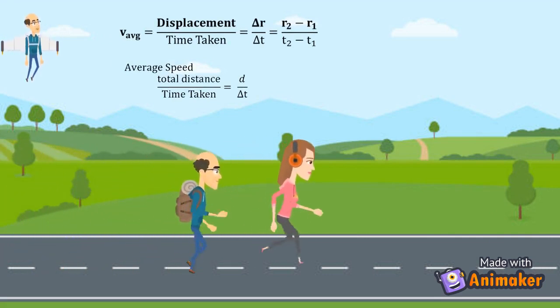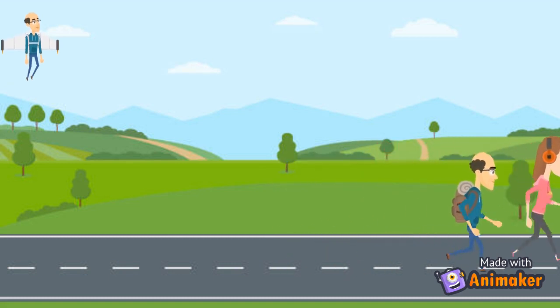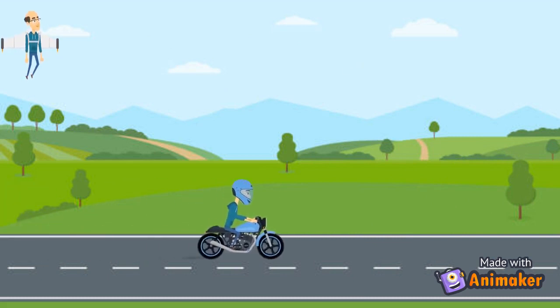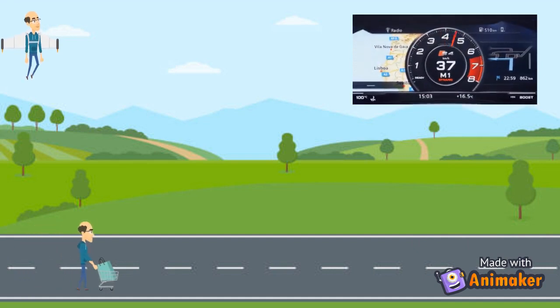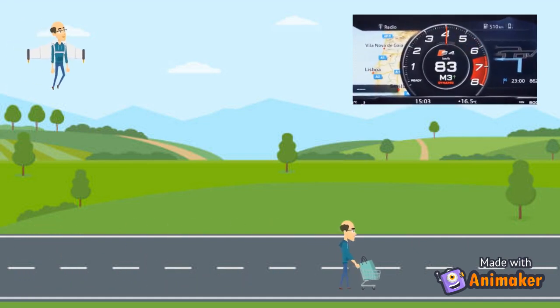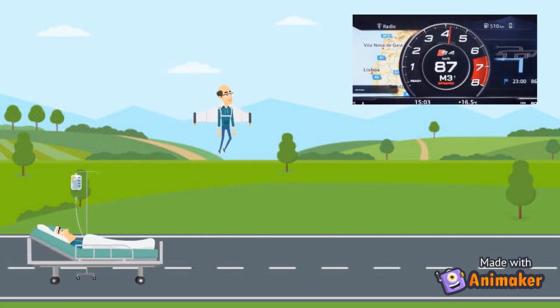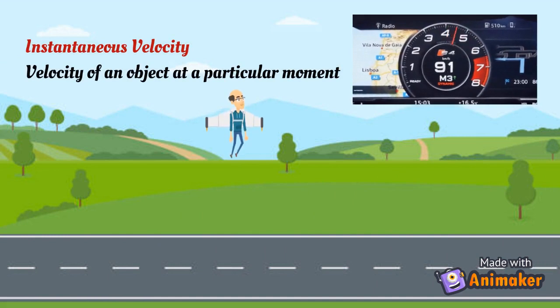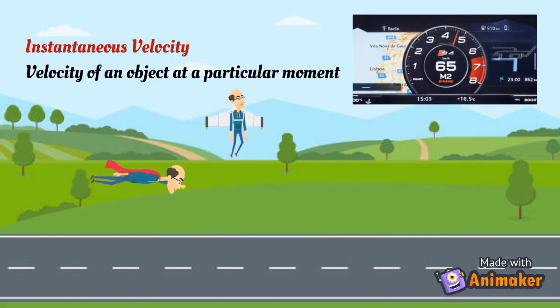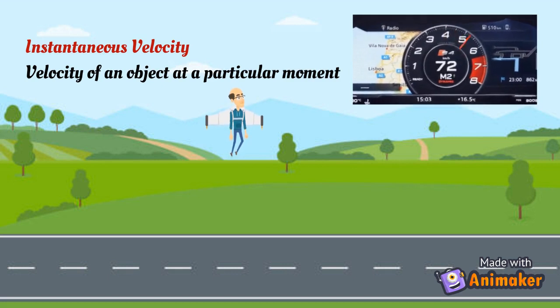However, when we say how fast something is moving, we refer to how fast it is moving at a particular moment in time. Like when you're driving your bike, the speed that you see in the speedometer is the speed at the moment you see it, and it keeps changing based on how much you turn the accelerator. This velocity or speed at a particular moment is the object's instantaneous velocity, or v. When we just say velocity, it's the instantaneous velocity that we are talking about.